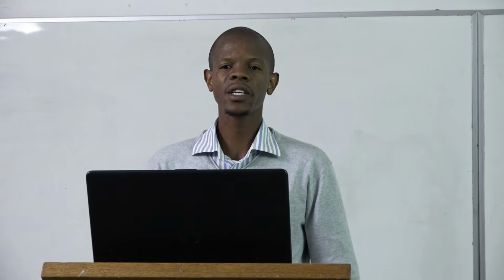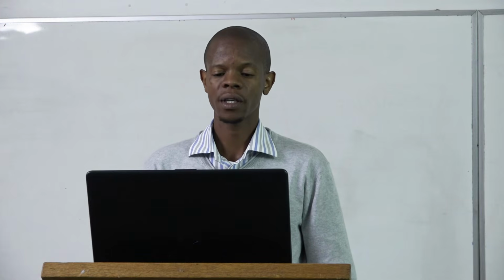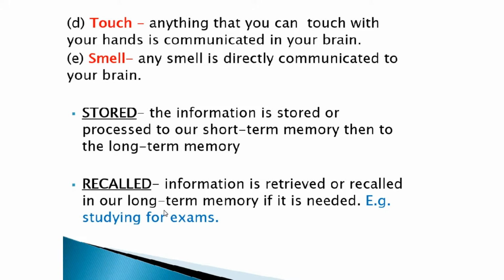Then the information is now stored in our short-term memory, then processed to the long-term memory, where it can be retrieved or recalled when it is needed. Like for an example, during exams or when studying for a test. So basically, that's how our brains work.